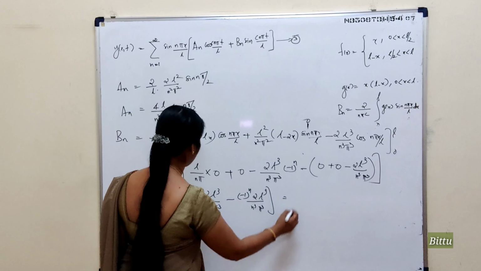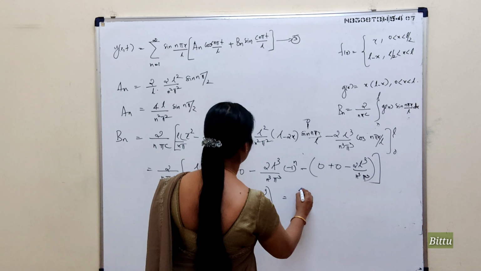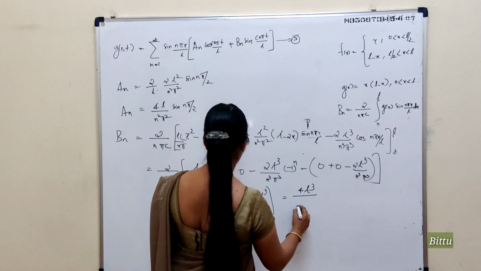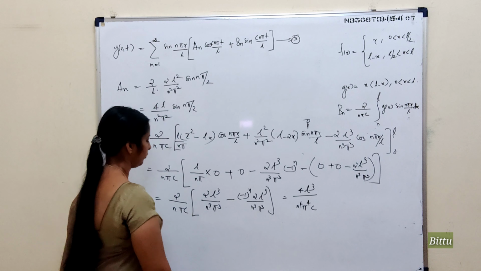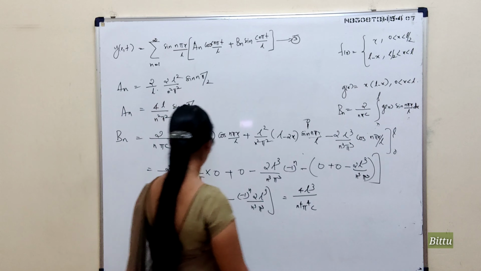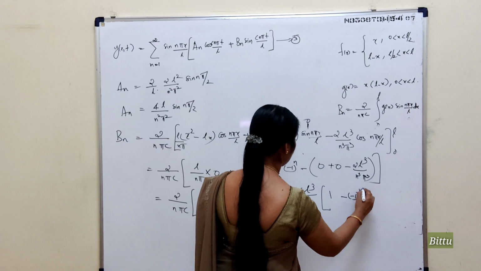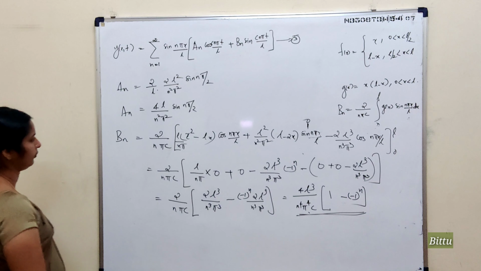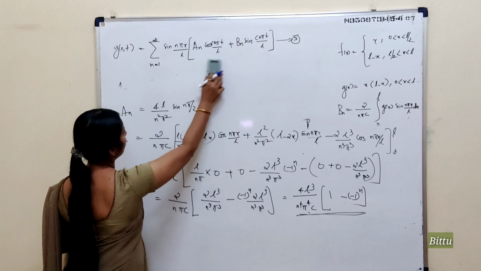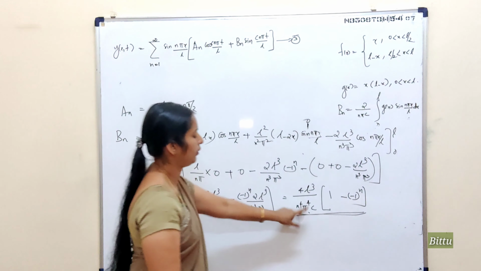You can take the common factor 2L cube by n cube pi cube outside. So it is 4L cube by n raised to 4 pi raised to 4 c into 1 minus 1 raised to n. See, this is our Bn. So we have An and Bn given by these.